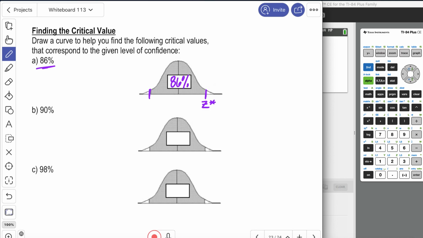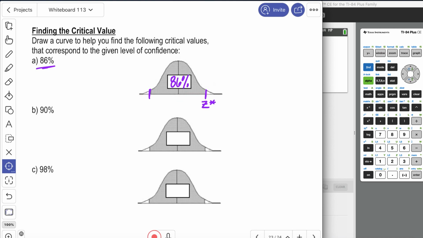Now, if I want to find the area inside of a normal curve, I already know how to do that. We did that with percentiles. We actually used the inverse norm function. So we're going to use the inverse norm function here to do this. But here's what you need to know. Remember, a percentile measures up to a particular value. So we're going to measure up to the z-score and everything below it.